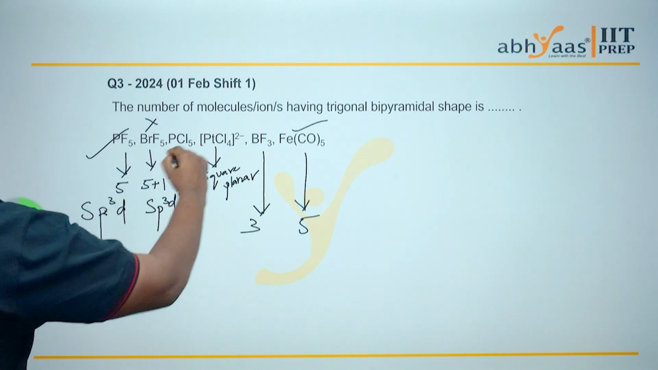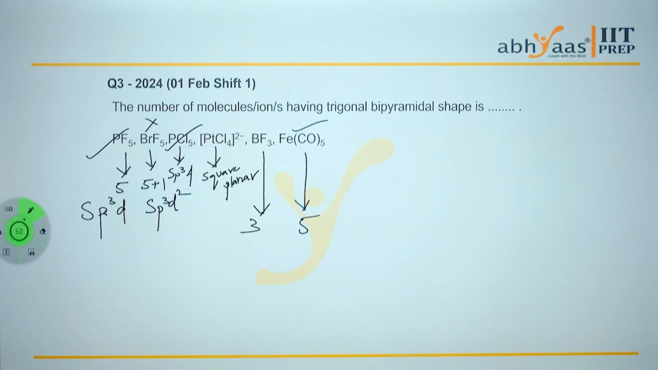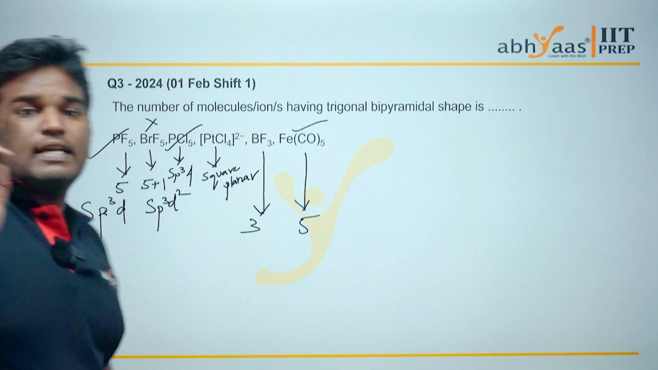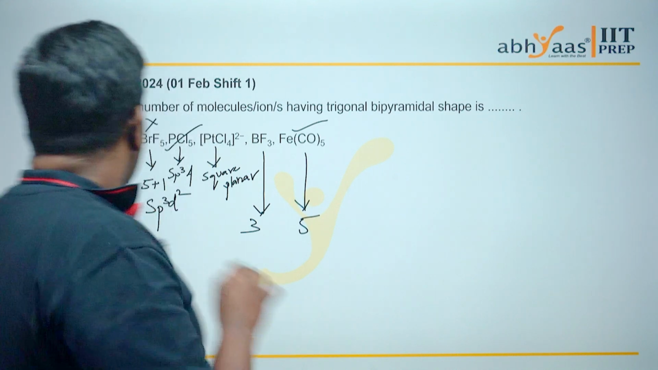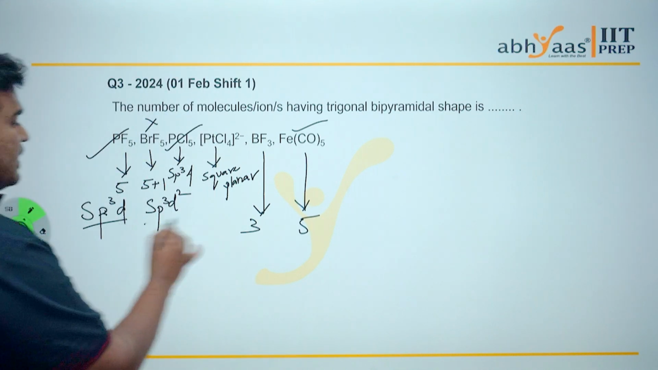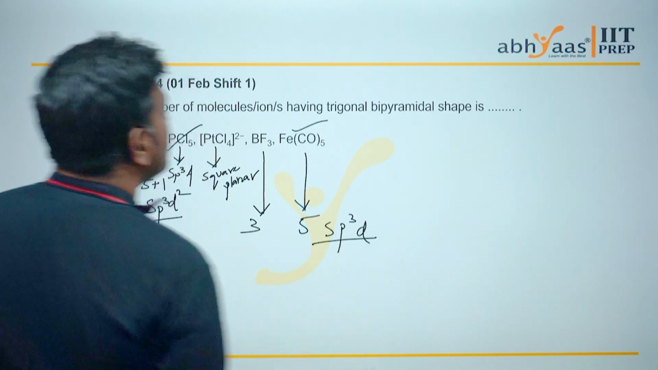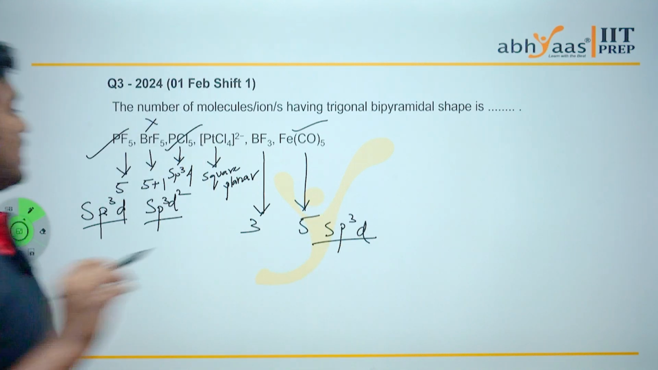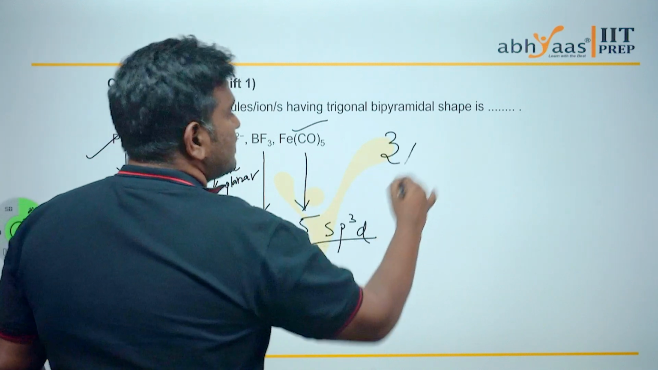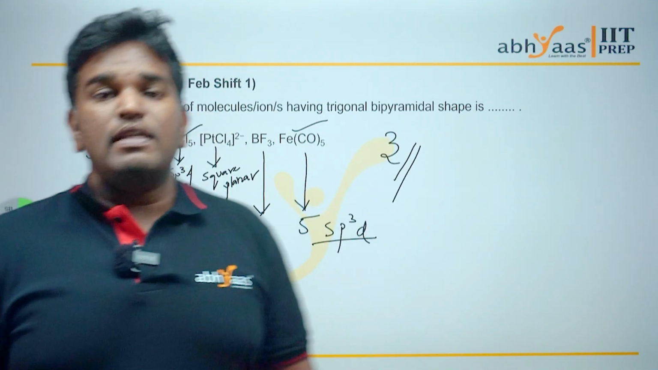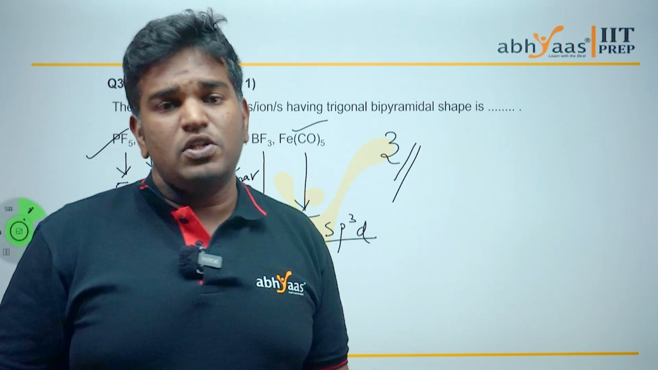So you will have PF5, PCl5 and Fe(CO)5 as the molecules which have trigonal bipyramidal shape, and their hybridization will be what? sp3d, right? They will have the hybridization sp3d. So how many molecules? We can say that 3 molecules will have trigonal bipyramidal shape, right?